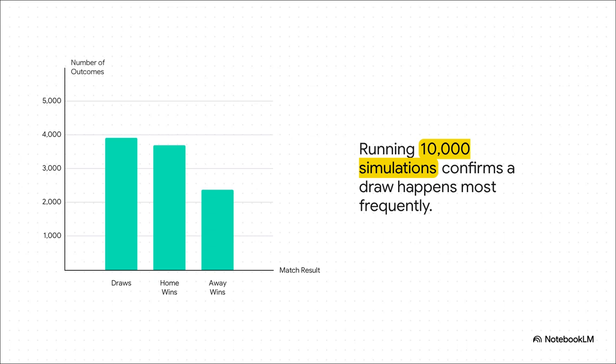We had the computer simulate this exact matchup 10,000 times using all our data. The result? A draw happened almost 4,000 times, more often than any other outcome. The numbers really do speak for themselves.